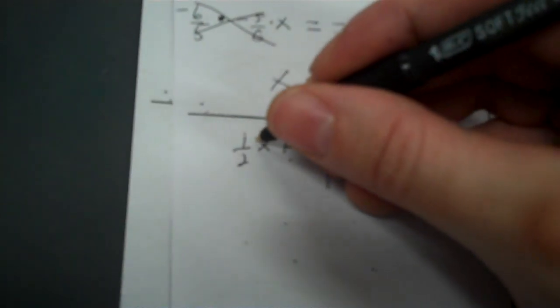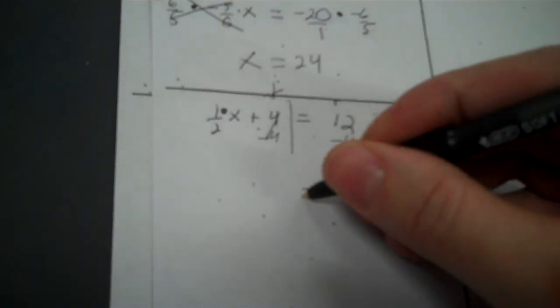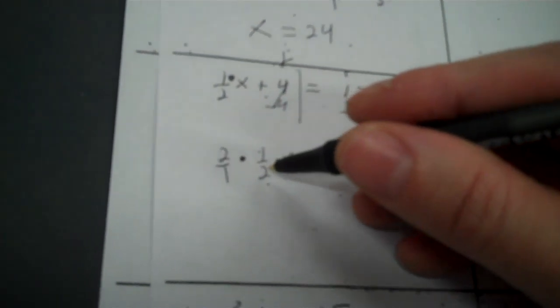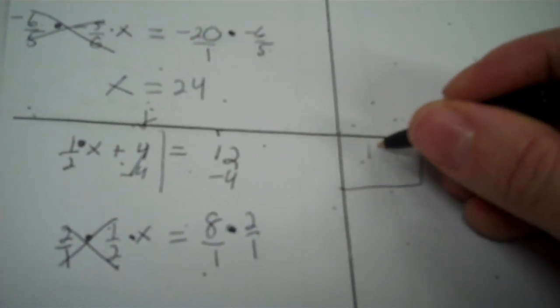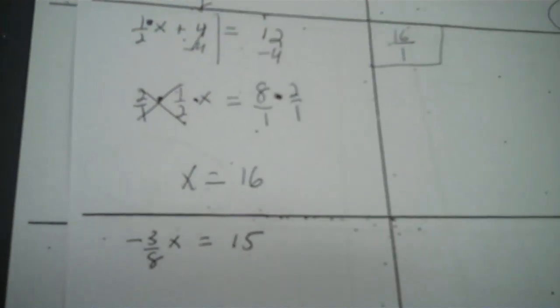Okay, next problem. You've got multiplication by a half and a plus 4. We've got to get that plus 4 out of there. The opposite of plus 4 is minus 4. So 12 minus 4 then is 8. Then you've got times, but it's by a fraction, so we don't divide. We multiply by the reciprocal, 2 over 1. There's no negative in the 1/2, so I don't need to put a negative in the reciprocal. And then multiplying a whole number by a fraction, you just put a 1. That's going to be 16 on top, 1 on bottom. That gives you 16.